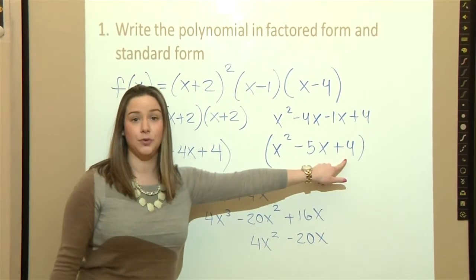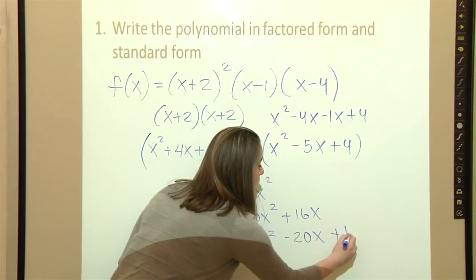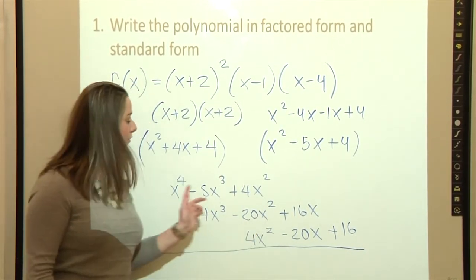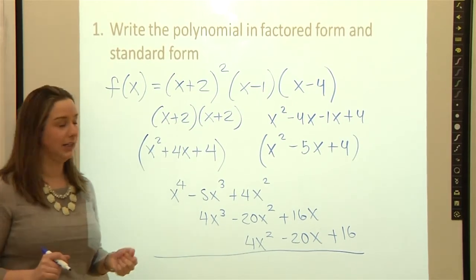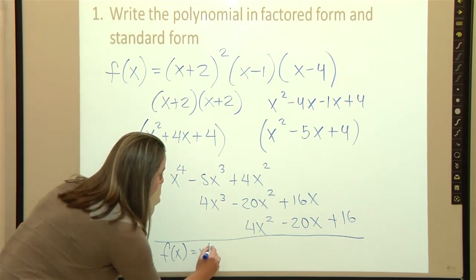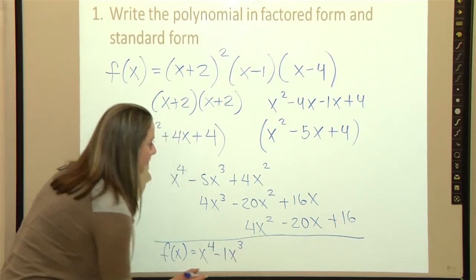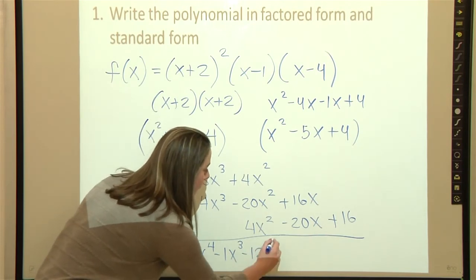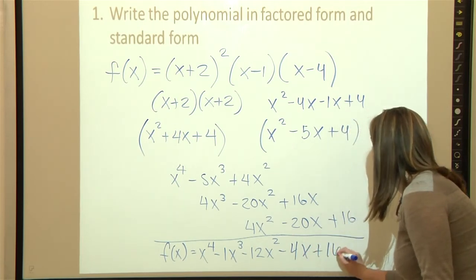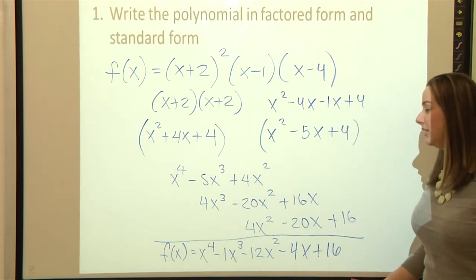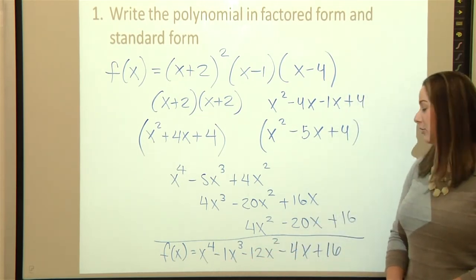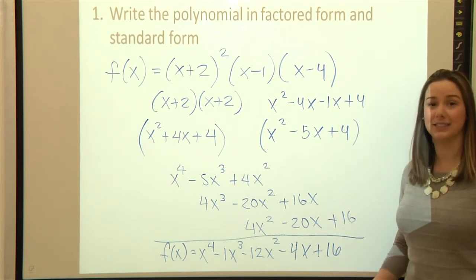And 4 times 4 is going to give me 16. So notice how I've written these so you can see from highest degree to lowest degree, and I can nicely add these up. So our standard form polynomial is going to be f of x equals x to the 4th minus x cubed minus 12x squared minus 4x plus 16.